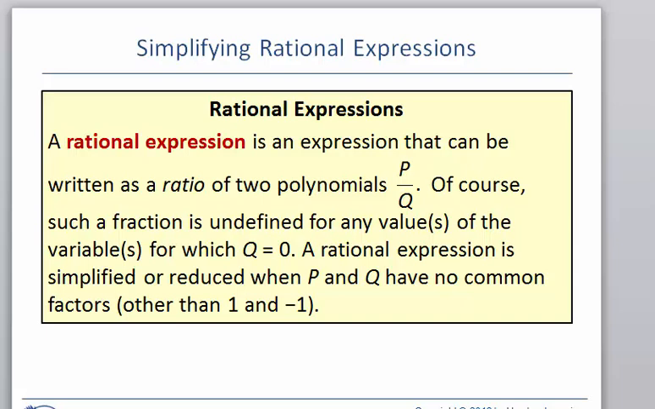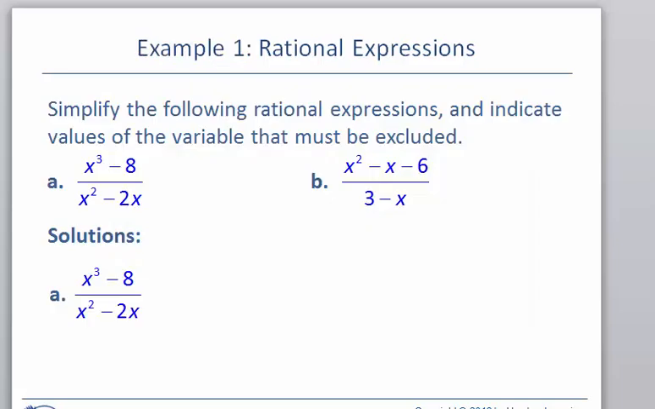A rational expression is simplified or reduced when p and q have no common factors other than 1 or negative 1. Our first example asks us to simplify the following rational expressions and indicate values of the variable that must be excluded. So our first example is x cubed minus 8 divided by x squared minus 2x.